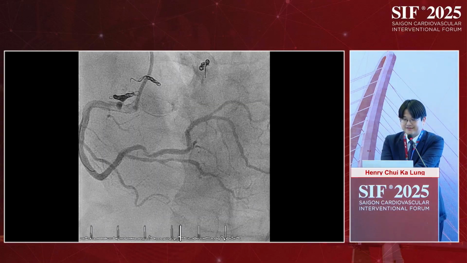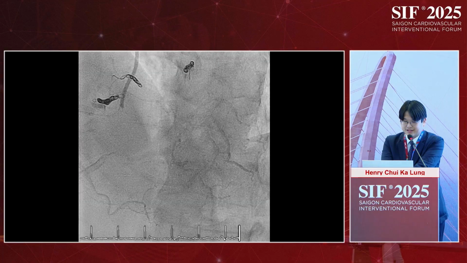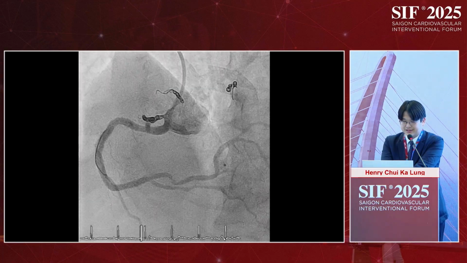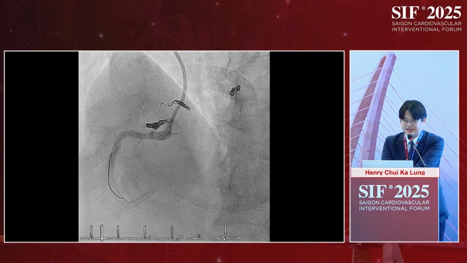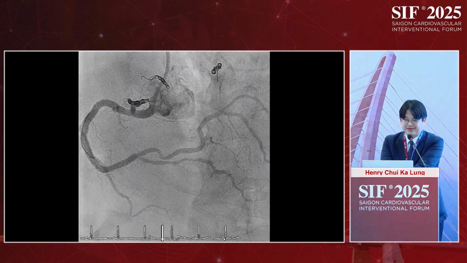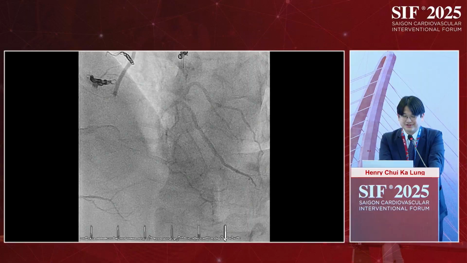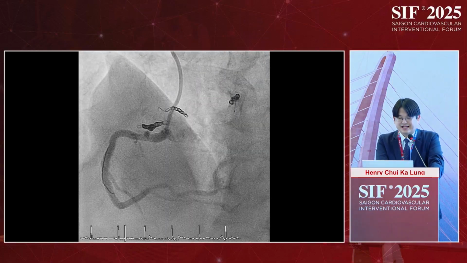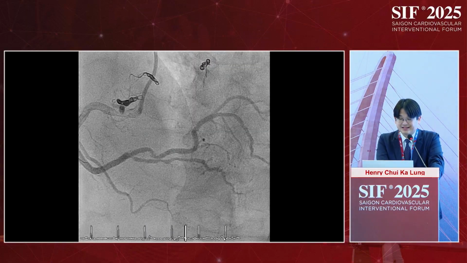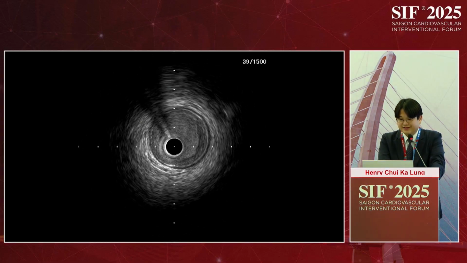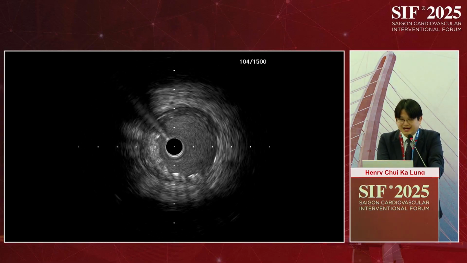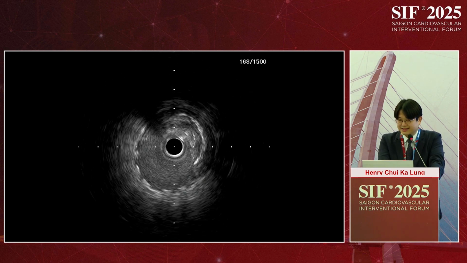So this is the final result. I think there's some distal stent edge dissection, but we felt at that point that the dissection was not severe and maybe caused by the DCB, so we decided to leave it because of the TIMI 3 flow initially. Actually, we have the IVUS, and you can have a look. This is the IVUS after the stenting.